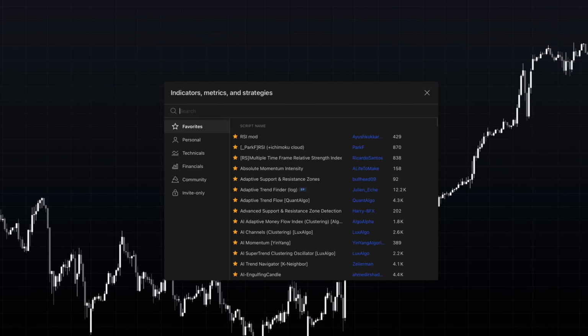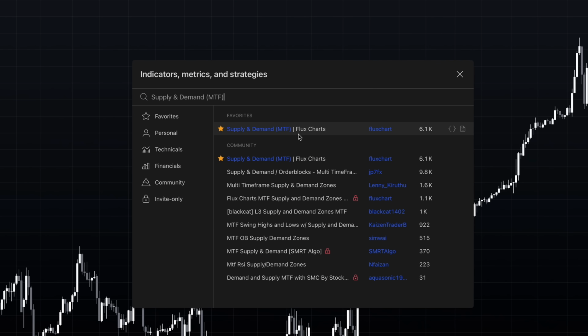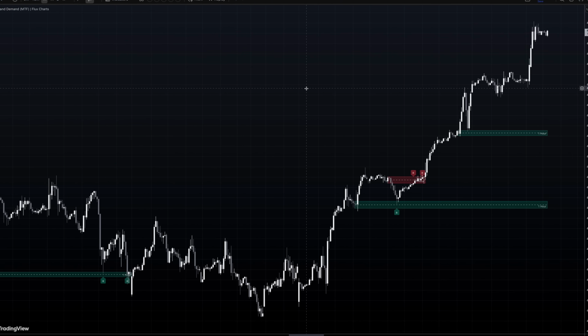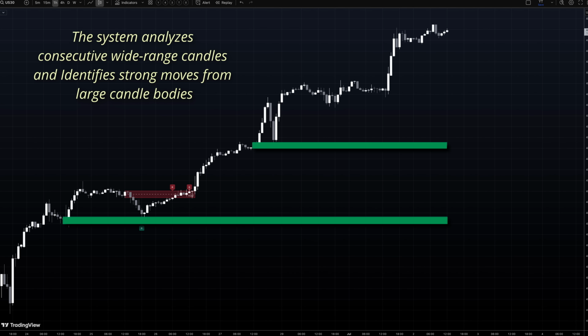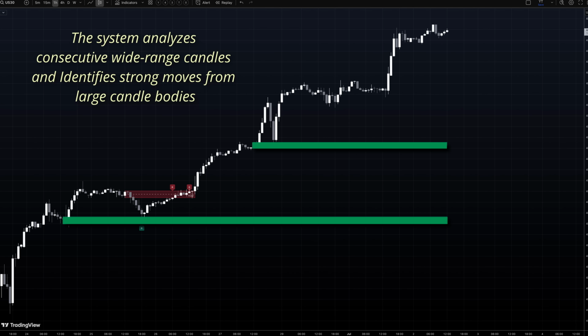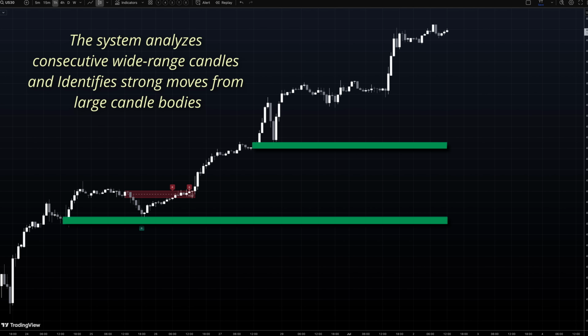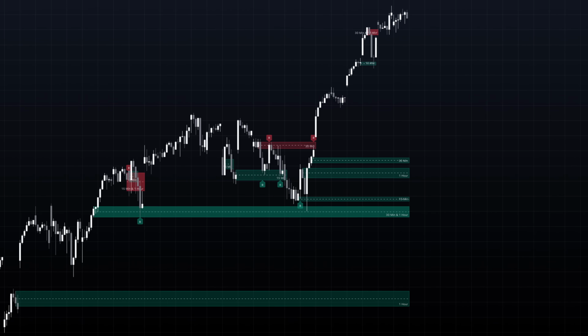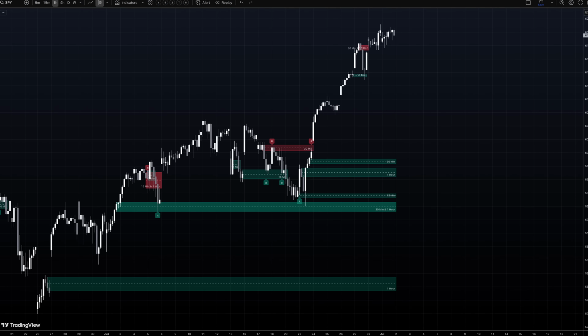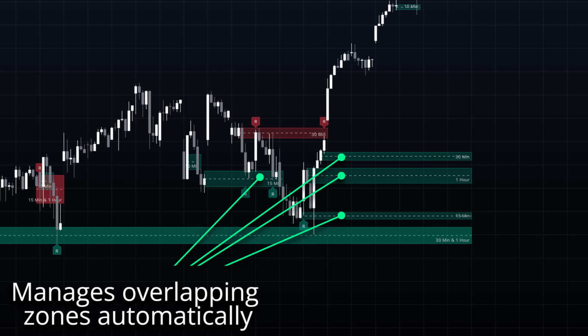Supply and Demand, MTF. Created by FluxChart, this indicator identifies supply and demand zones across multiple timeframes using momentum-based detection. The system analyzes consecutive candles with substantial body sizes to locate areas where institutional buying or selling pressure created significant price movements. The indicator employs sophisticated zone management through overlap detection and combination algorithms.